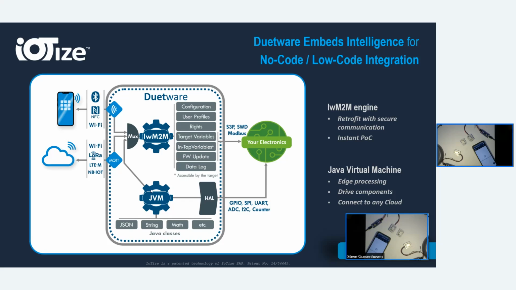In complement to that, what brings our no-code, our low-code flexibility, is that Java virtual machine, which is going to allow us to communicate with other types of electronic devices, like add-on sensors, for example, over other types of interfaces, or to do local data processing and to prepare data and send data and messages to cloud platforms, like we do with AWS.